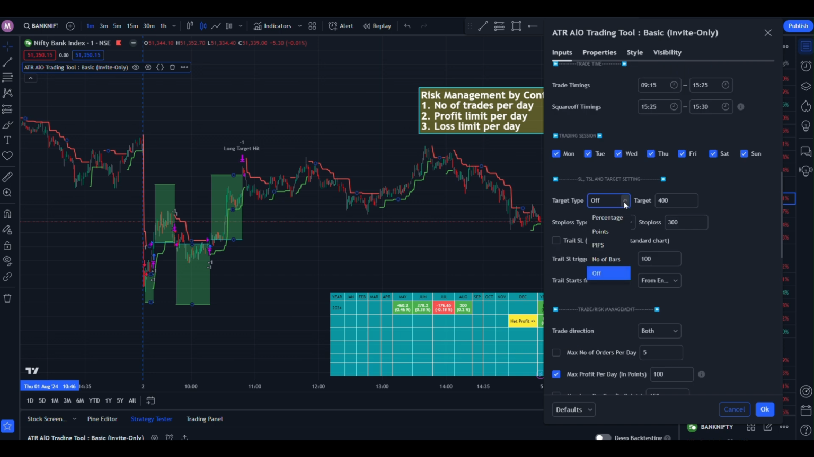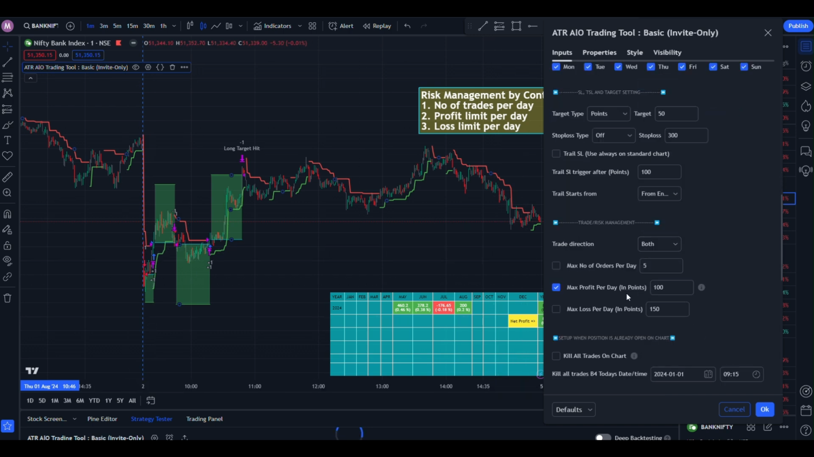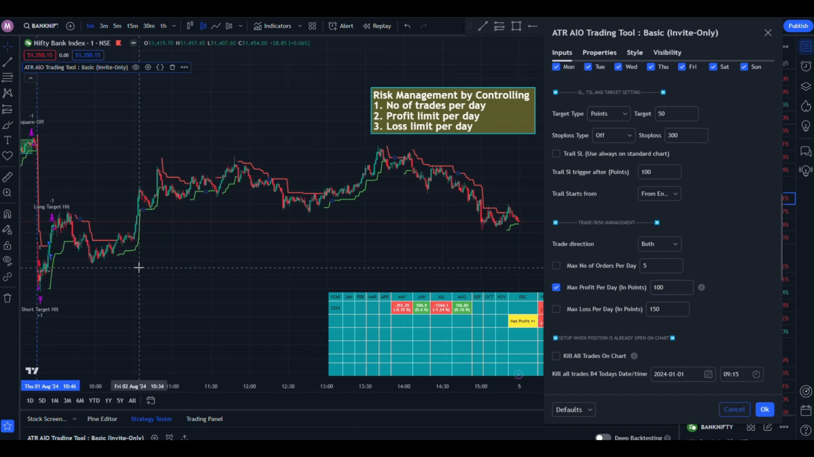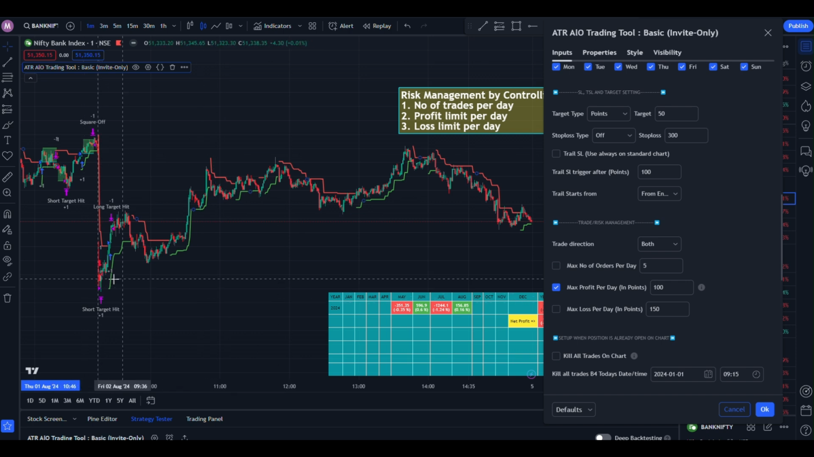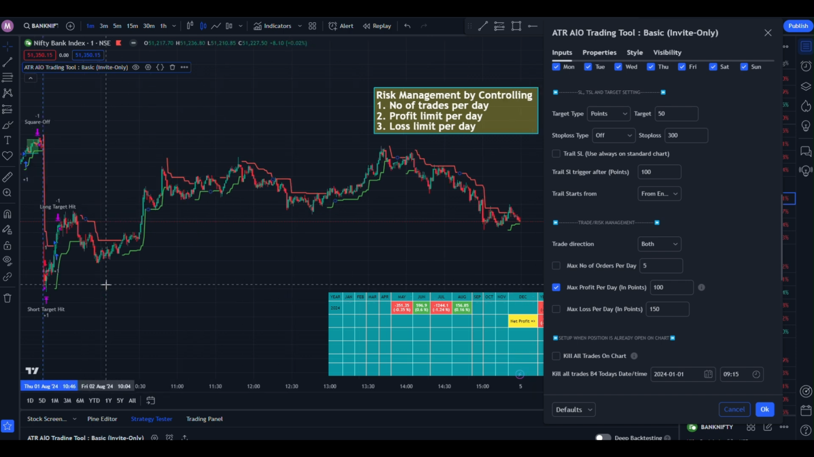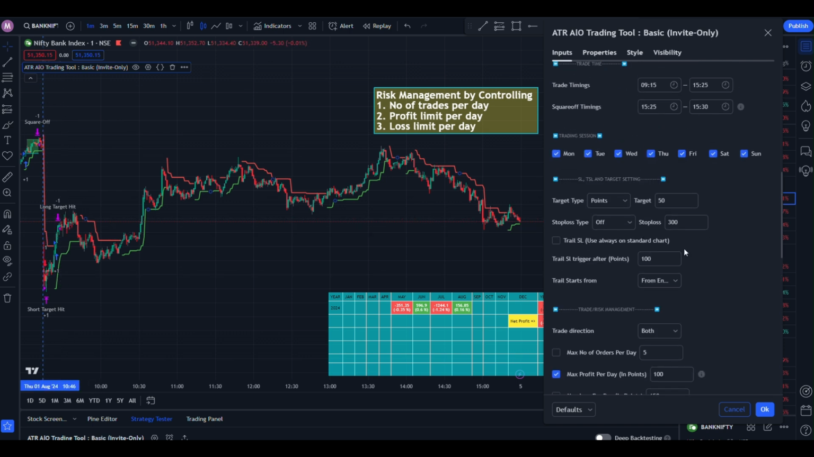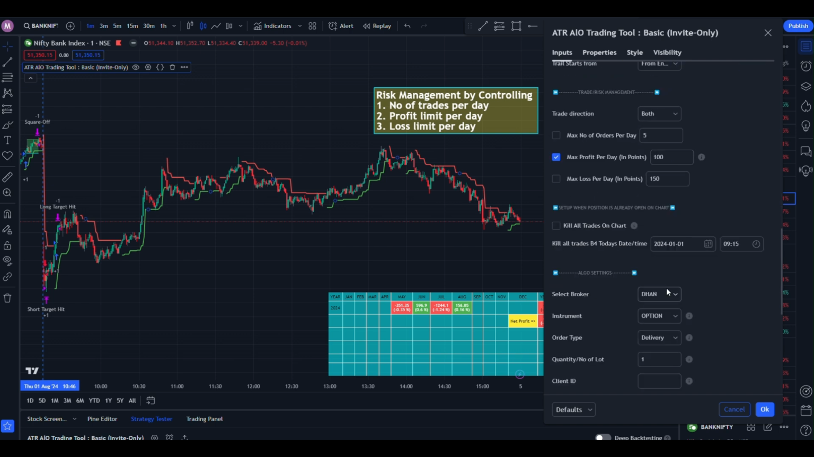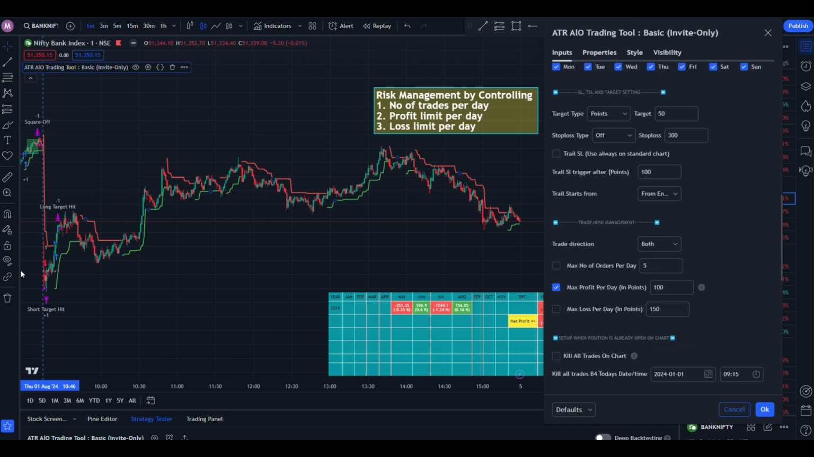So here is the target. Suppose I set the target points like 50 points. So what happens? Whenever your 100 points is achieved completely, then it will exit. You can see at this point your 100 points is achieved here. Sorry, 50 points achieved here, target first entry, and 50 points achieved here. Another 50 points achieved here. Then what happens? Your maximum profit per day is what? 100. What is our target? See, the target is 50. So 50 plus 50.